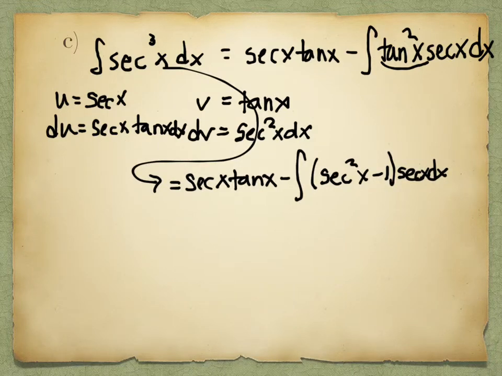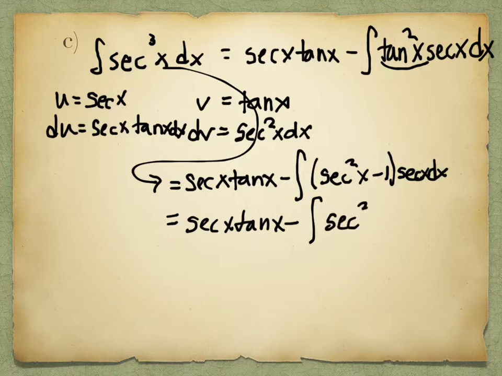All right, give myself a little bit more room to work. So secant x tangent x minus. Now we're going to distribute this out. So I've got secant squared of x times the secant x on the outside makes secant cubed of x. And then the negative 1 would make negative secant of x dx.